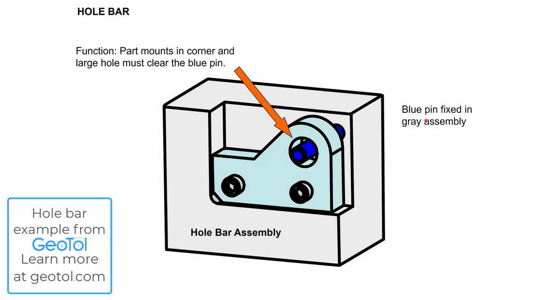Okay, so in this demonstration we're going to cover how to define datum features and ultimately establish a datum reference frame. That's going to include identifying our datum features, primary, secondary, and tertiary, qualifying them, and then ultimately adding a datum feature symbol to label them and give them a name. We're going to use the whole bar example here, and you can see how it mates in the assembly.